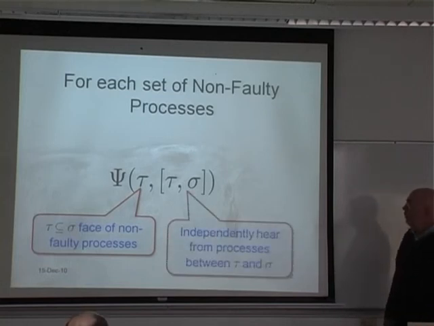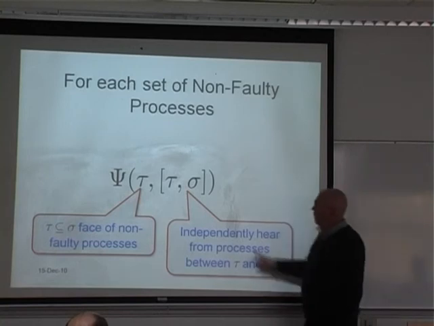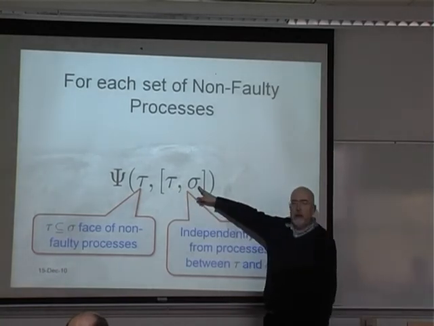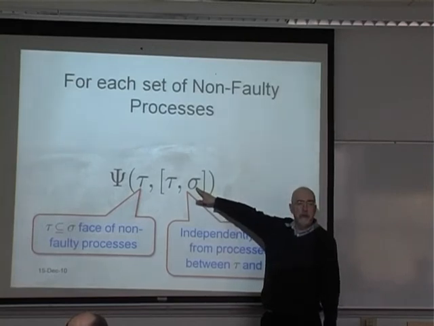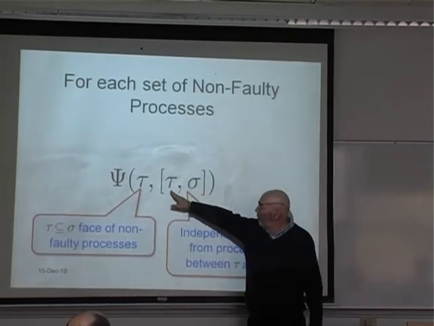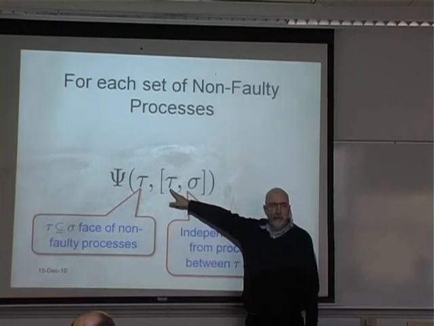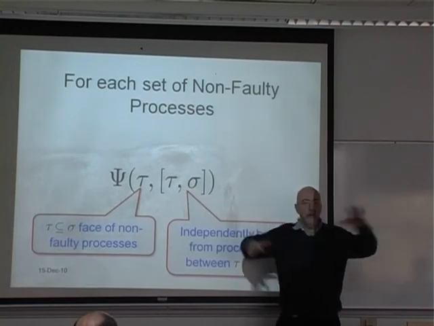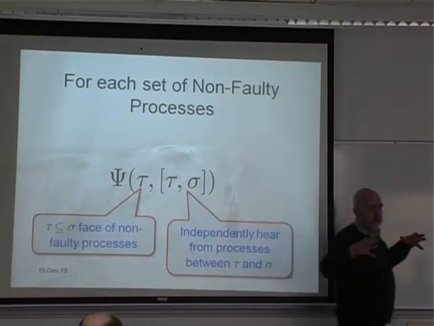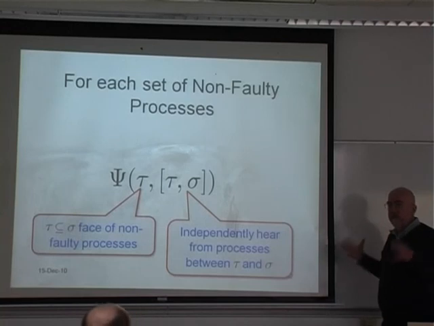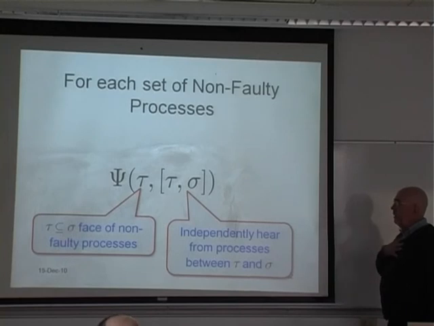And what does everyone in tau get? Well, you independently hear from some set of processes between tau and sigma. It could be you hear from everyone who started out, and that's sigma. It could be you hear only from the ones that don't crash, which is tau. Or you could hear from something that contains tau and has some arbitrary collection of other processes that send you messages. And the set that I hear from is independent from the set that someone else hears from.